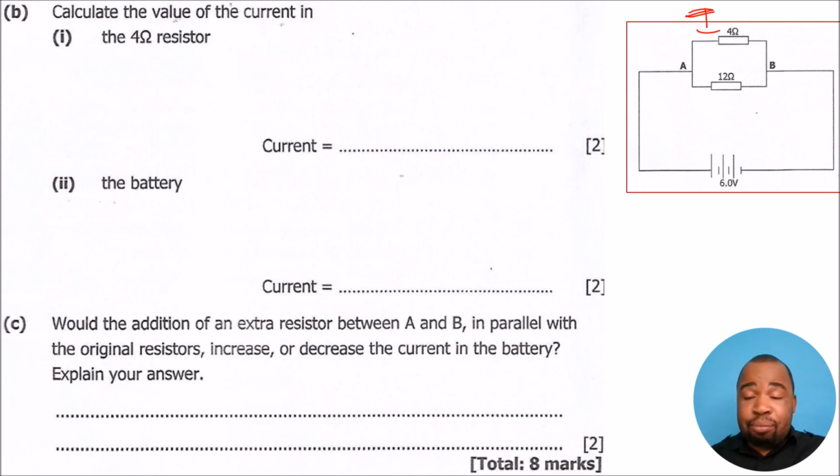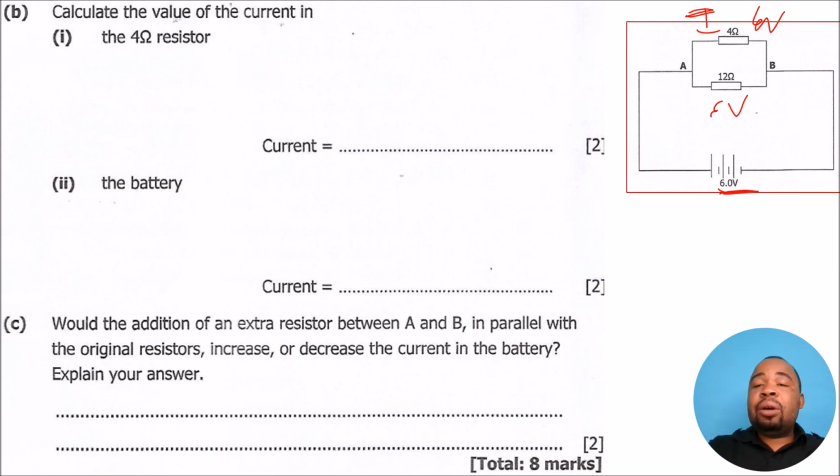Voltage is the same as the source voltage if all branches are in parallel. In other words, here we have 6 volts. Here we also have 6 volts. The voltage of the source is the voltage of the resistor if they're in parallel. All of them are in parallel. Voltage is not divided. However, current is divided.